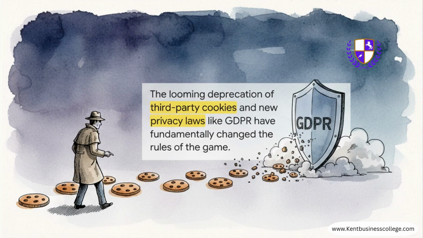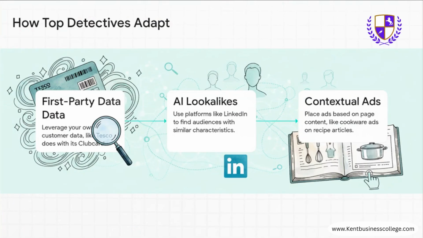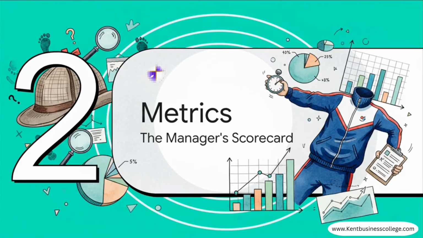Third-party cookies, those little bits of data that followed us all around the web, are being phased out. And with new privacy laws like GDPR, the rules of the game have totally changed. Suddenly, some of our best clues, poof, they're disappearing. So, here's the crucial bit for your exam. The best detectives adapt. They double down on what they can control. And that means mastering your own first-party data. Just think about Tesco and what they do with their Clubcard data. That's a goldmine. It also means getting even smarter with AI on platforms like LinkedIn. And you know what? It means going back to some good old-fashioned common sense, putting the right ad in the right place contextually.